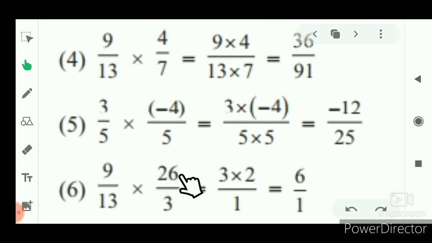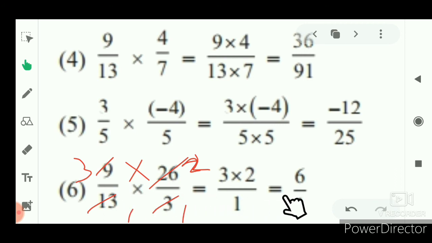Likewise in this example also, if you want to multiply 9 by 13 by 26 by 3, then if it cancels, we will cancel it first. In multiplication we can cancel the numerator by the denominator of the other number, but not in addition and subtraction. Here 13 ones are 13 and 13 twos are 26. Here 3 ones are 3 and 3 threes are 9. Then what is remaining? 3 into 2 divided by 1 into 1, that is 6 upon 1.